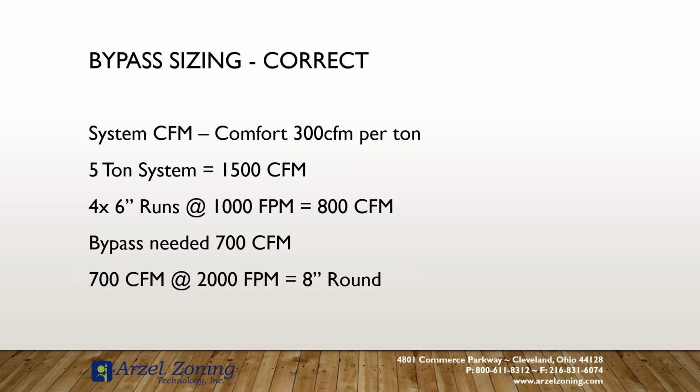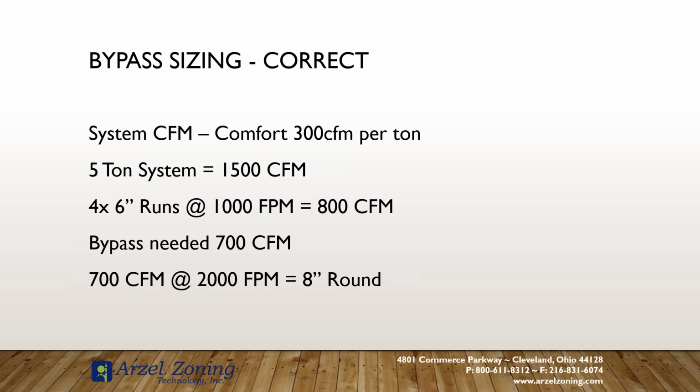So for comfort with zoning, to maintain maximum velocity, we design our bypass based on 300 CFM per ton. Now the ductwork itself, absent zoning, has to be designed at 400 CFM per ton. But when we're looking at our bypass duct by itself, we design that at 300 CFM per ton to maintain maximum velocity, maximum performance.